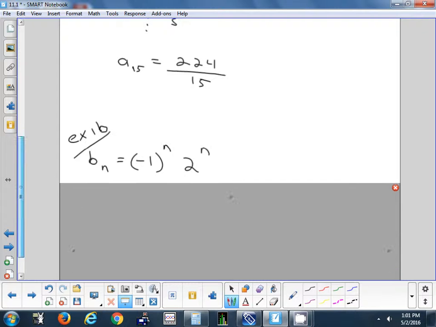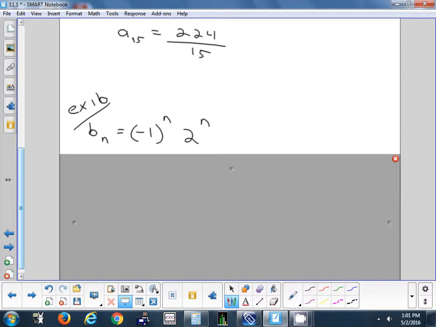Okay, let's try this one. This is going to have really different behavior. What do you think is going to happen here, especially with this negative 1 to the n? What's that going to cause our sequence to do?